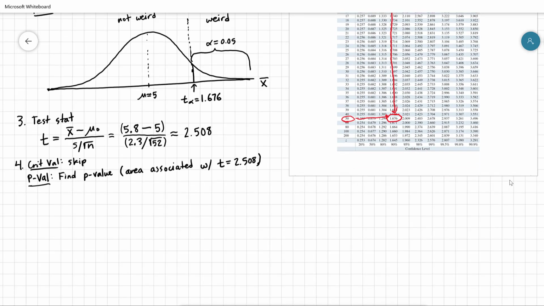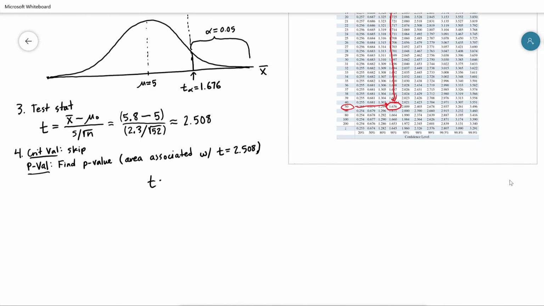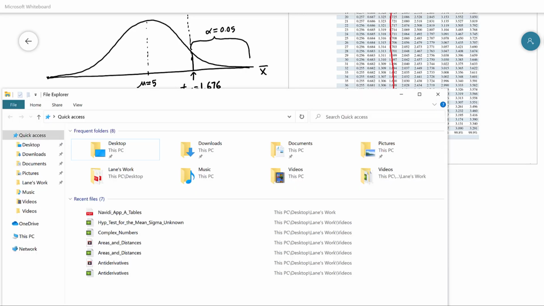I know that my t-score, so RT, which is 2.508, is between two other t-scores. It's between, let's see, 2.403 and 2.678. So again, our number falls right between these two numbers right here. And so those are the two numbers that I'm now using for this problem. That's where I got this number and this number.